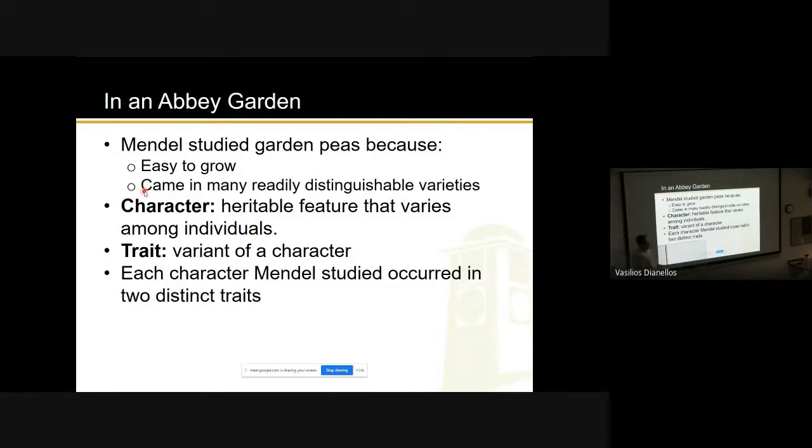If hair color is a character, blonde is a trait. Brown is a trait. Red is a trait. So on and so forth. Chin, since I already used that as an example. Chin is a character. Dimpled is a trait. Or smooth is a trait. So make sure you understand the differences between those words.